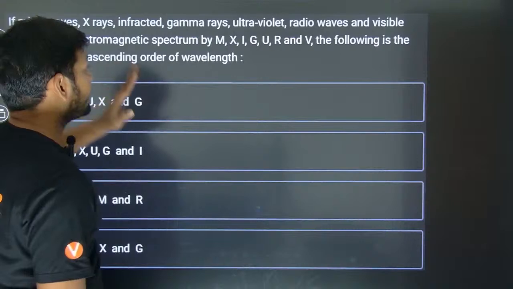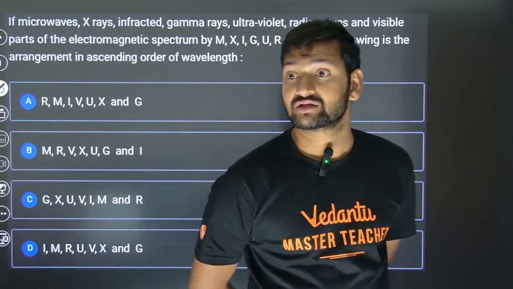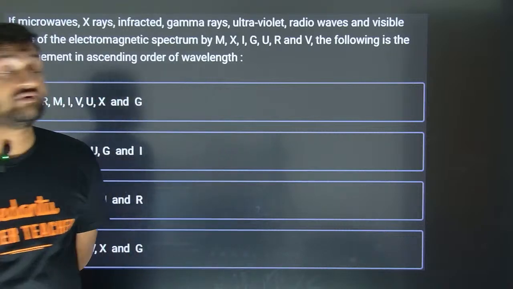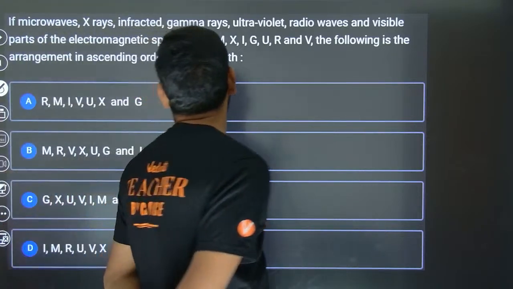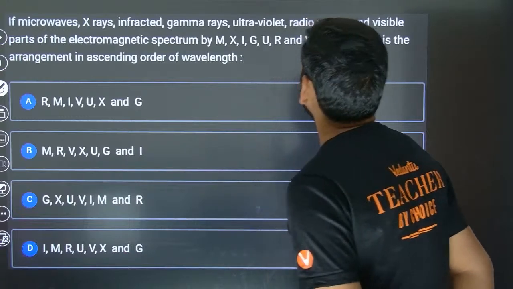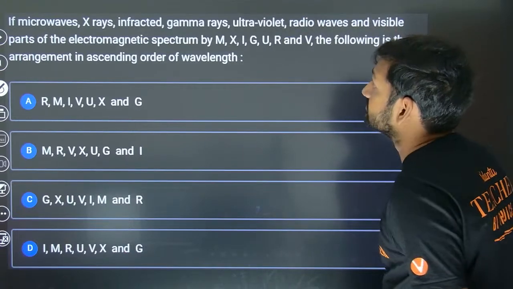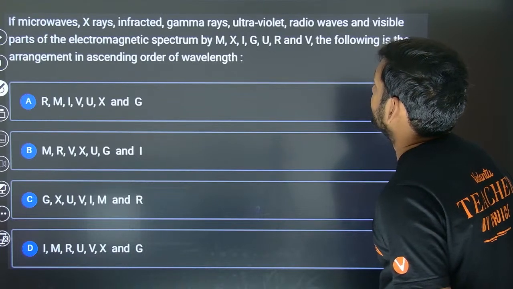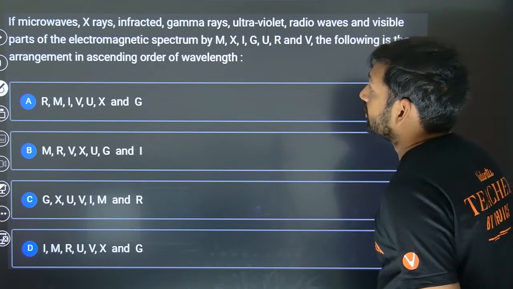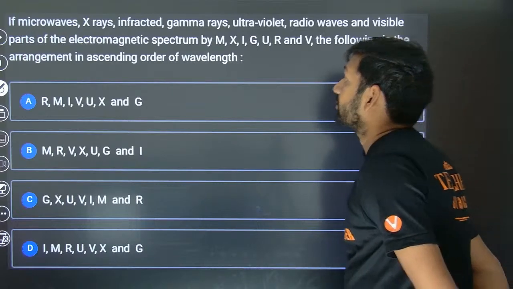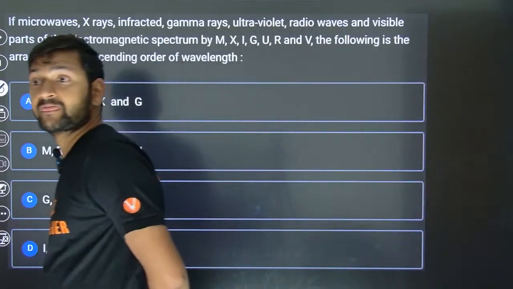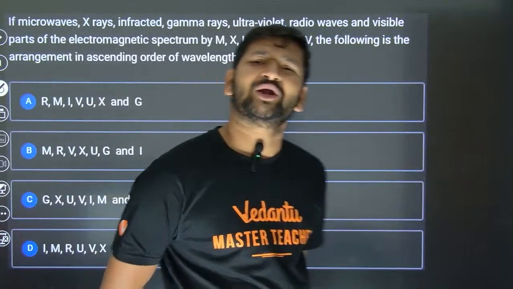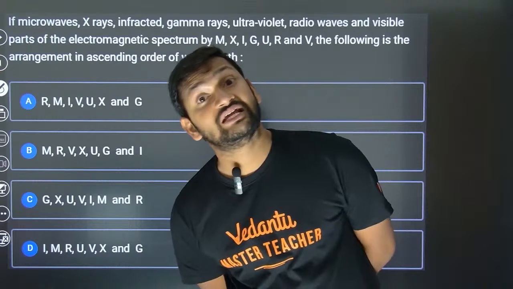Now let us look at the type of questions they have asked on this. If microwaves, X-rays, infrared, gamma, UV, radio waves and visible parts of the electromagnetic spectrum are represented by M, X, I, G, U, R, V, the following is the arrangement in the ascending order of wavelength. Ascending order. Smallest to the biggest.